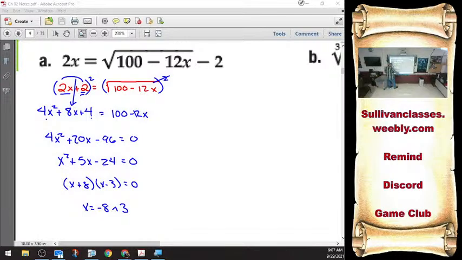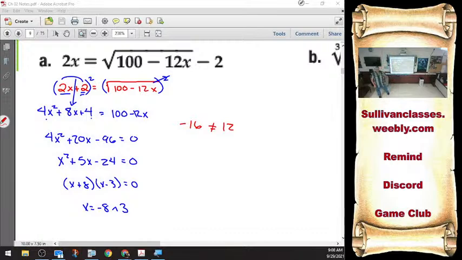So if I jam a 3 in there, I got 6, 36, 64, square root of that's 8, 8 minus 6, I get 6 equals 6. Yay. But if I put in a negative 8, I get 196, square root of 196 is 14, 14 minus 2 is 12. Last time I checked, that did not equal negative 16.